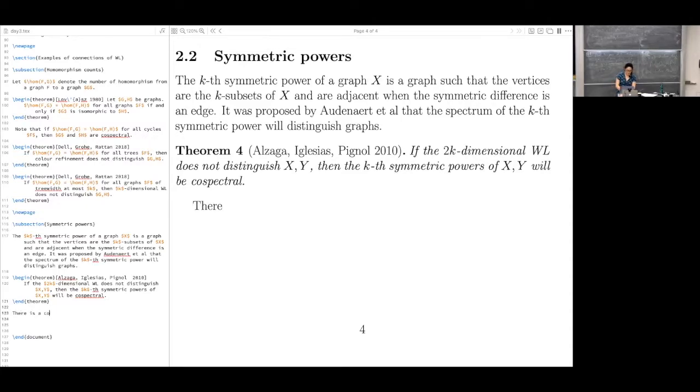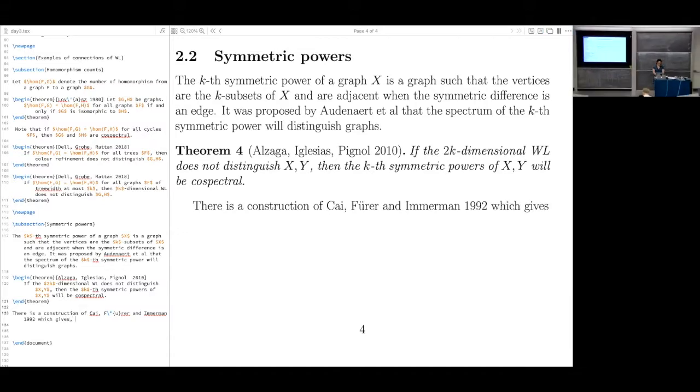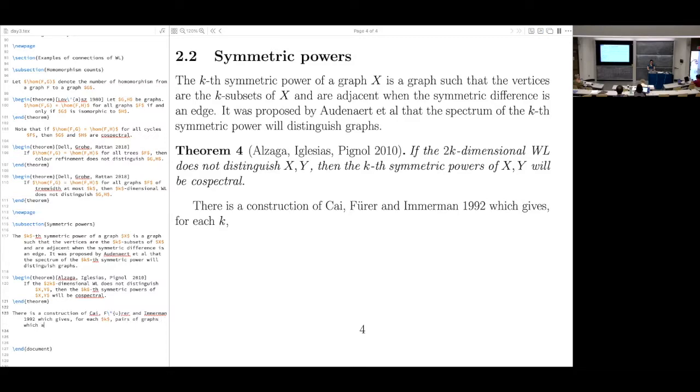There is a construction by Cai, Fürer, and Immerman from 1992 that we will hopefully define on Friday, which gives, for each k, pairs of graphs which are not distinguished by the kth dimensional Weisfeiler-Lehman. So there will always be graphs which will not be distinguished by the kth symmetric powers. There will always be these pairs. However, it is still open whether or not there are strongly regular graphs which are not distinguished for any k. None of these graphs here are strongly regular.